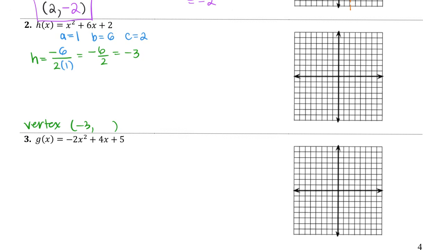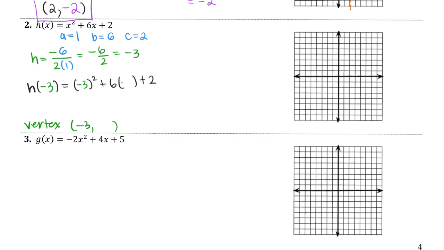Okay, to get the y-coordinate of the vertex, I'm going to plug the negative 3 into the original function where the x's are. Since the original function is called h, and even though it's a little confusing, I'm going to go h of negative 3. The original function was x squared plus 6x plus 2. For x, I'm plugging in the x coordinate of the vertex.